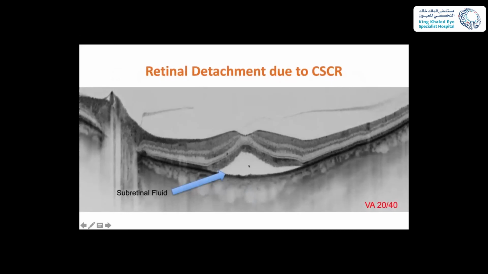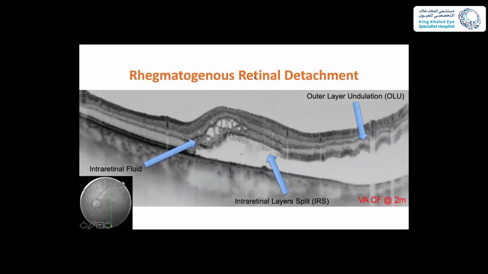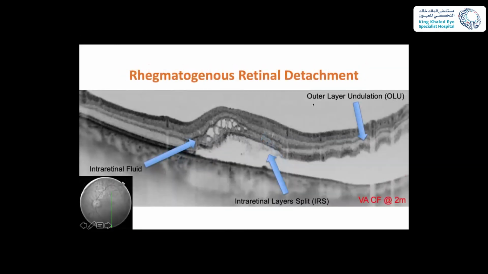Just to highlight the different behavior of retinal detachment after CSCR. We have a patient with only subretinal fluid and good visual acuity. Patients with rhegmatogenous retinal detachment have different characteristics. They don't only have subretinal fluid. They also have a split in the inner retinal layers, like you see here. You have outer retinal undulations and you have intraretinal fluid. So this is preoperative imaging, and the vision for this patient was counting fingers.